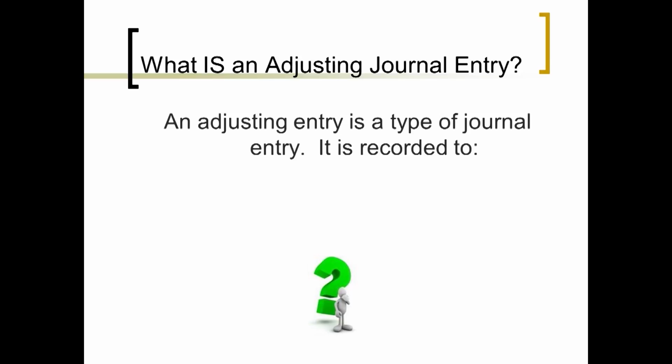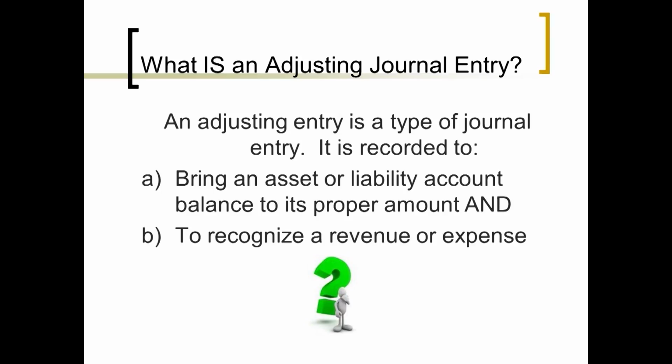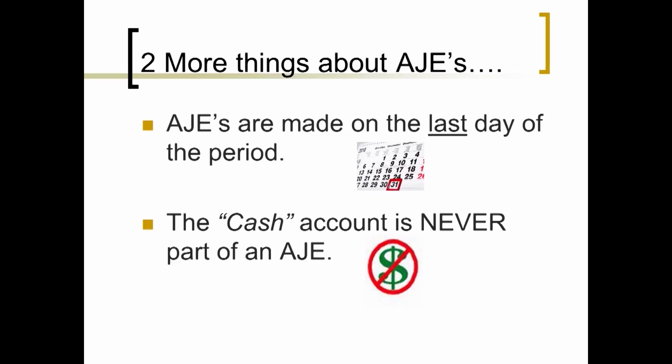It does two things. It brings an asset or a liability account to its proper amount, and it recognizes a revenue or an expense, okay? So it does two things. It brings an asset or liability account to its proper amount, and it recognizes a revenue or an expense. You with me? Now, a couple of things about AJEs.